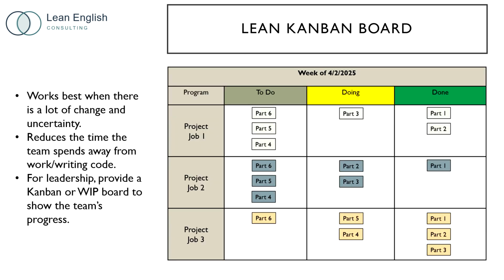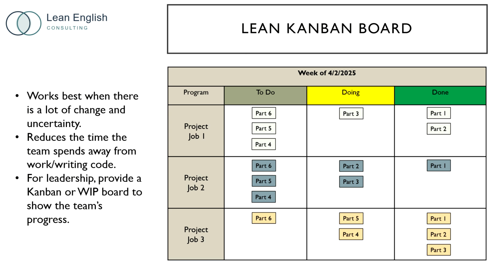Here is an example of a lean Kanban board. The columns are labeled to do, tasks that are waiting to be started; doing, tasks that are currently in work; and done. The rows hold the tasks per project that move from left to right depending on their status. As I mentioned earlier, Lean Kanban works best when there is a lot of change and uncertainty.